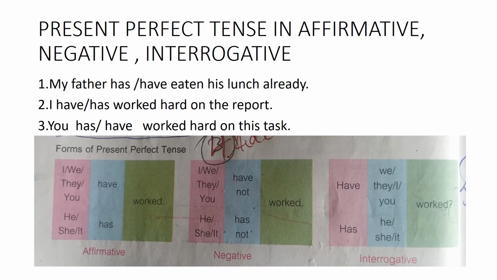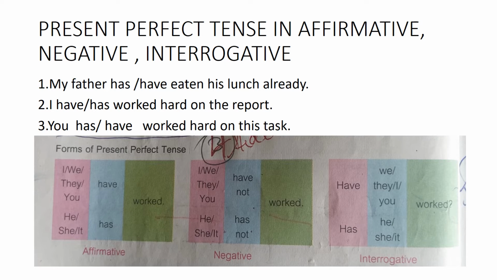Second one, I has worked hard on the report. I have worked hard on the report. Third one, you have worked hard on this task. You have worked hard on this task. Students, remember the rule: if the subject is I, we, you, they, we have to use have. If the subject is he, she, it, we have to use has.